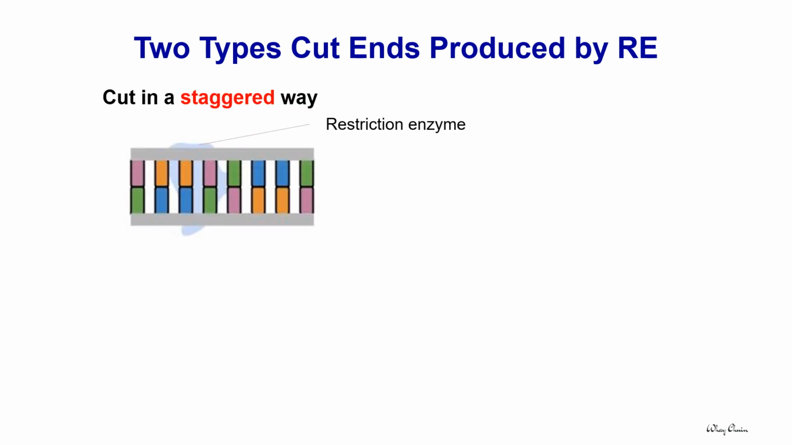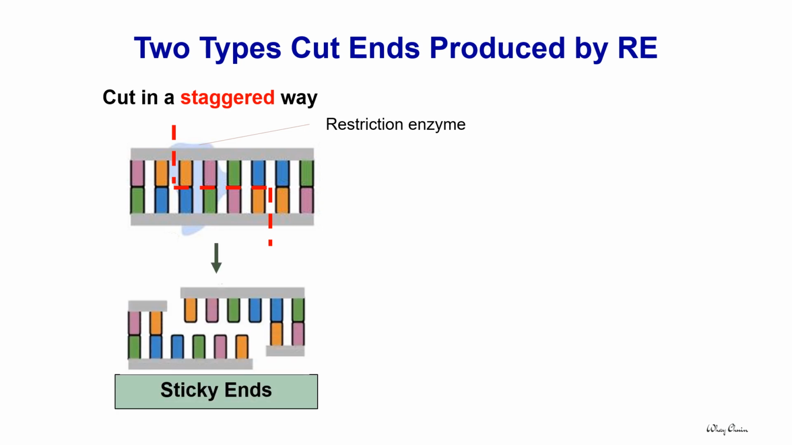Always remember that restriction enzymes will cut DNA at the phosphodiester bond, but the way they cut will produce different types of cut ends. The first way is the staggered way. When the restriction enzyme recognizes its restriction site, it will cut in a zigzag way and produce DNA with sticky ends. Why is it sticky? Because now the cut open DNA has unpaired nucleotide bases. They have the potential to complementarily base pair with another DNA fragment.